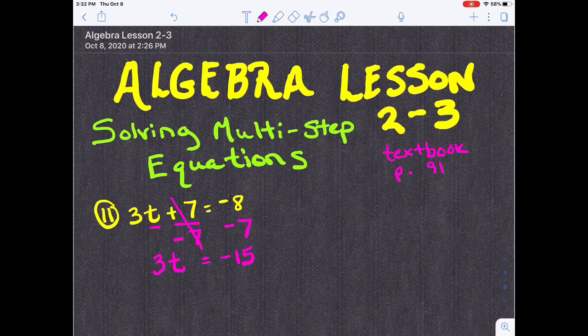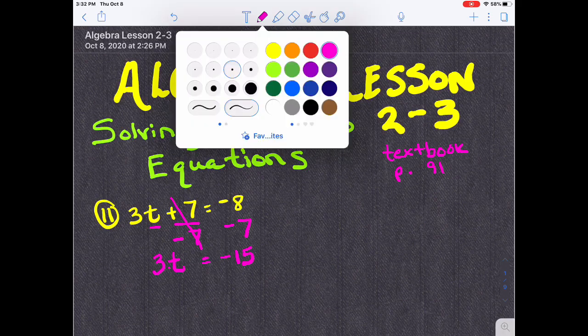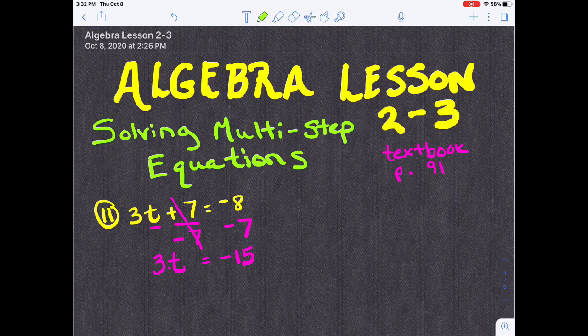And then I'm looking at 3 times t. 3 times t can be undone by dividing, and so I'm going to use the division property of equality. 3 divided by 3 just becomes 1, and 1 times t, that's the identity property of multiplication. 1 times anything is itself. So we'll just have a t on this side. And also, to keep things very balanced, I'm going to need to do that same division on the right-hand side. -15 divided by 3 is -5, and I am done with my problem.